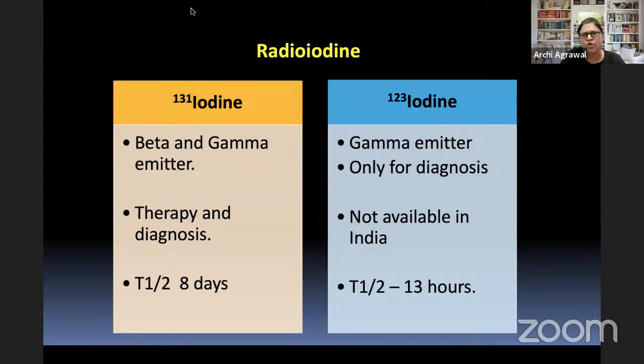I-123 is not available, though it's a good agent because it gives a lesser radiation dose when you're doing a diagnostic scan. But because of non-availability, we do it with sodium iodide labeled with I-131.